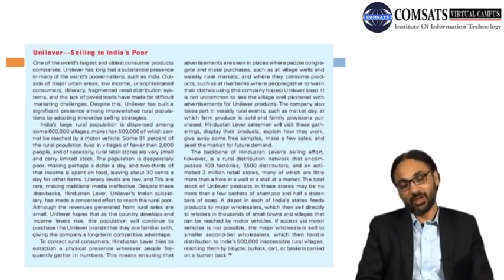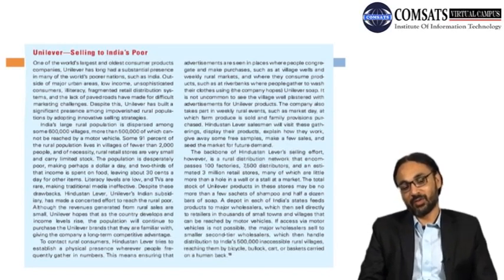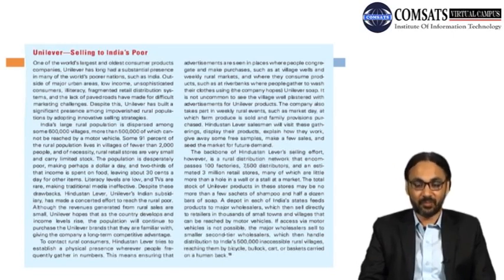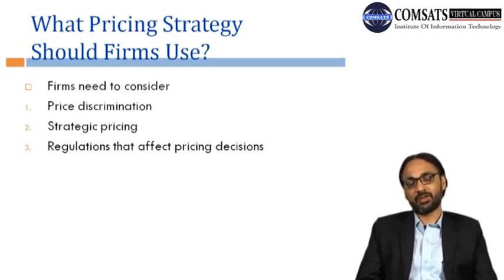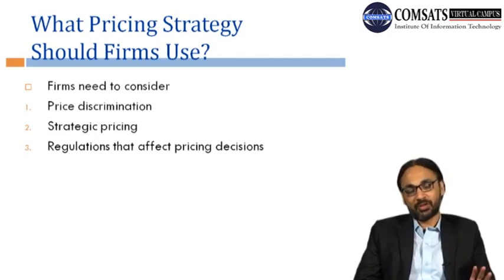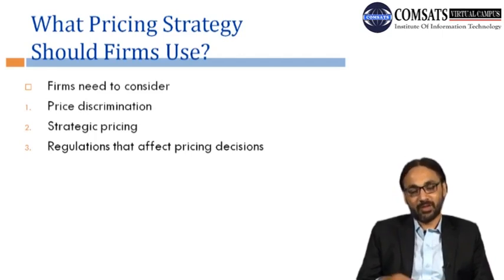That's really interesting. This is the marketing strategy of the Hindustan Unilever, how they are approaching the people, the consumers, who are unapproachable in some ways. Okay, what pricing strategy should firms use? Firms need to consider three points when they decide about pricing: price discrimination, strategic pricing, and regulations that affect pricing decisions.